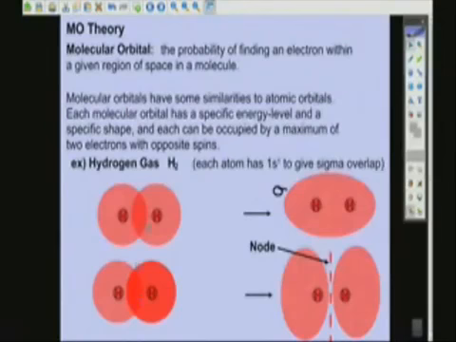And instead of producing a nice big oval like this, the electrons, this area right here, just kind of is subtracted. Electrons will not be found here. They won't be found in the node because that's just an area that's been canceled out. They can't exist there.